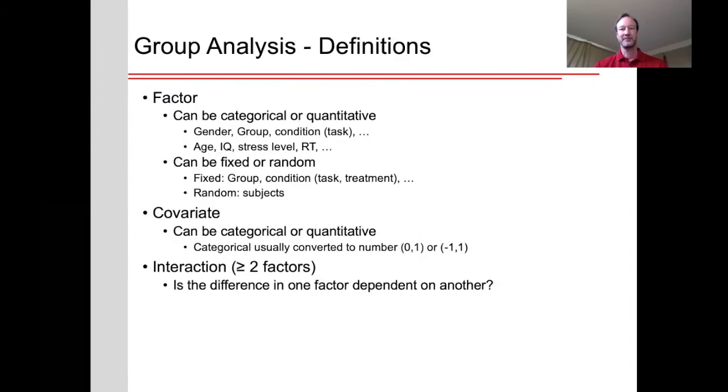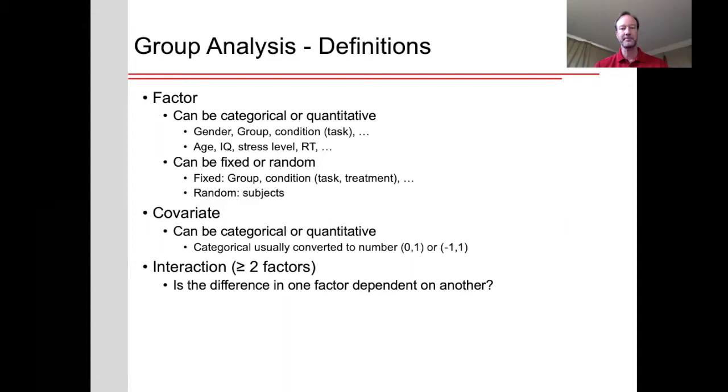First, some definitions. A group or statistical analysis can have different factors. These factors can be either categorical or quantitative. So for example, gender, group, or conditions are some examples of categorical factors, or they could be more continuous, such as age, IQ, stress level, reaction time, and so on. The factors can be fixed or random. Fixed, that's generally something we have control over, such as the group or the condition.